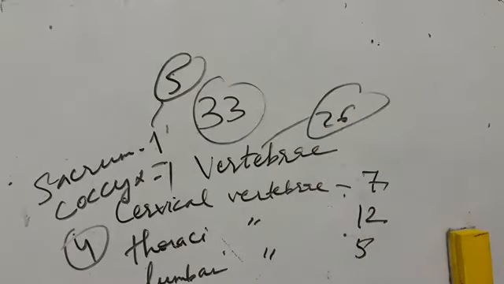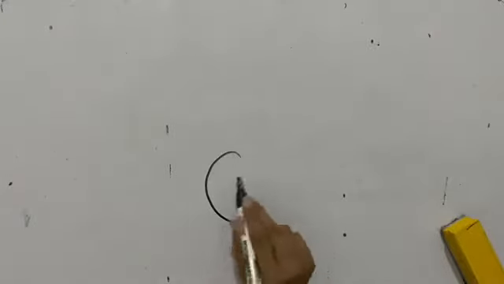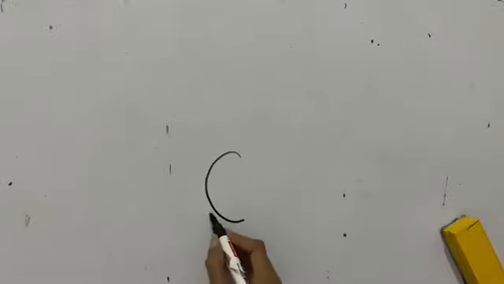Alright, then the structure of a vertebra, an important thing. How does one backbone look like? How does one vertebra look like? It is something like this, made up of a central body known as centrum.